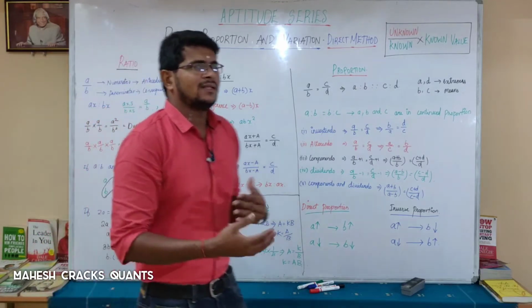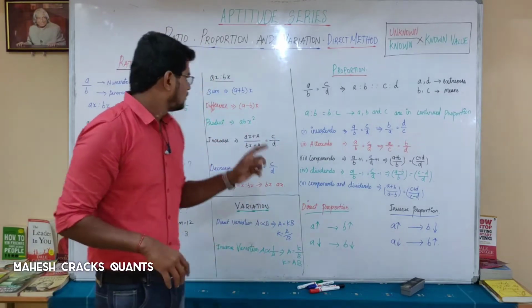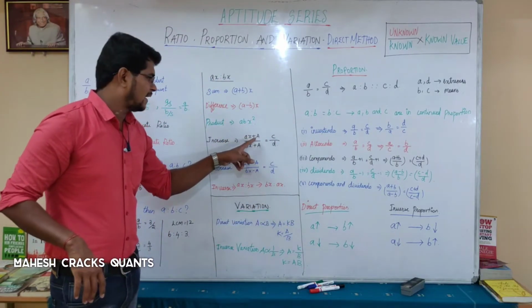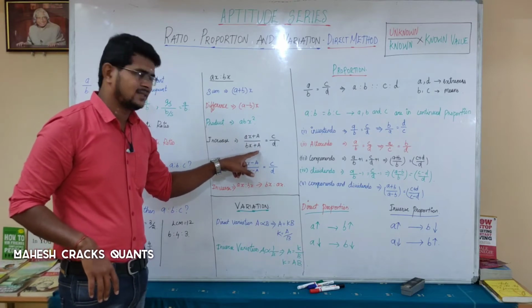Increase: if you are increasing the ratio by some value, so AX is there, I am adding A with that. BX is there, I am adding A with that.